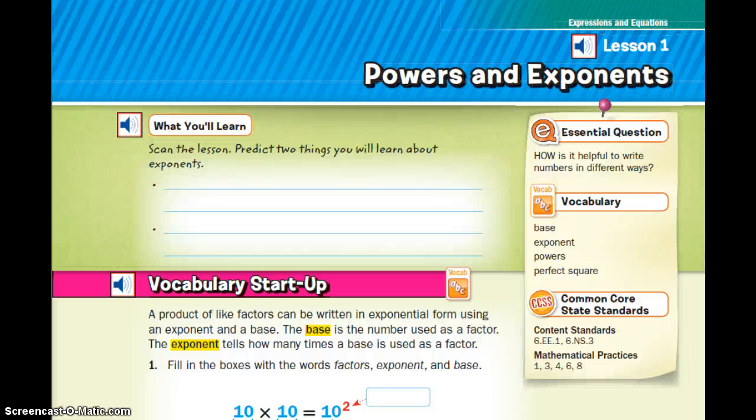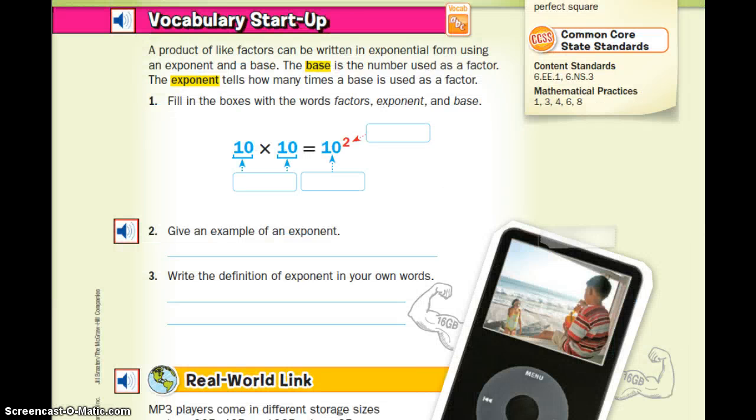Now in Chapter 6, Lesson 1, Powers and Exponents. Please join me on page 433. First, we need to talk about vocabulary. The product of like factors can be written in exponential form, where you have an exponent and a base.